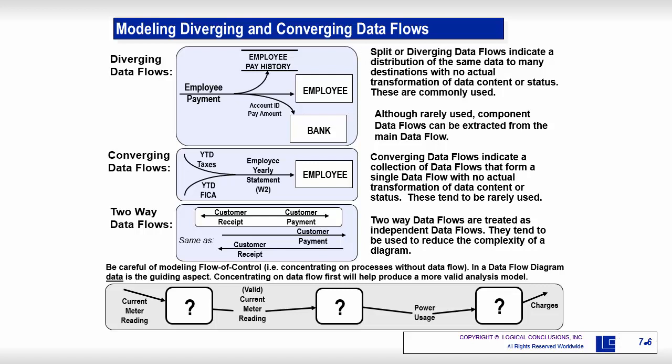In the lower example on this slide, I bet you can come up with some fairly accurate names for the processes shown, just by looking at the data flowing in and out of them. Process names such as validate meter reading for the first process and calculate power usage for the next. But it would be a lot harder to name the data flows given just the process names.